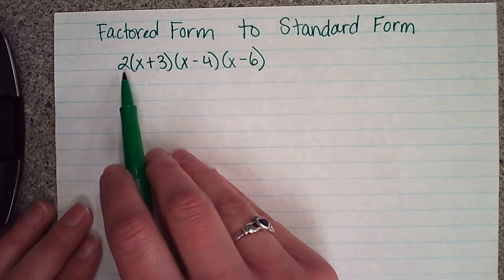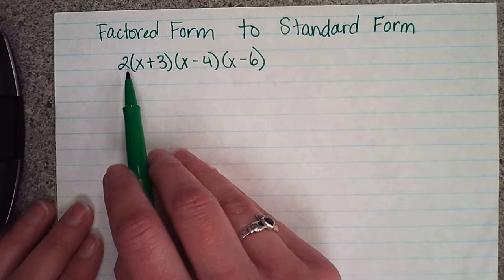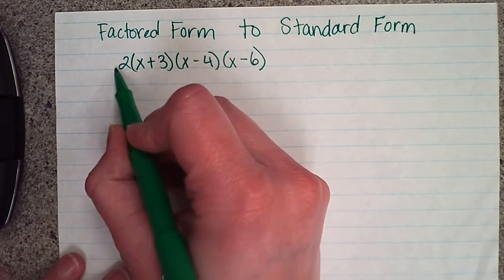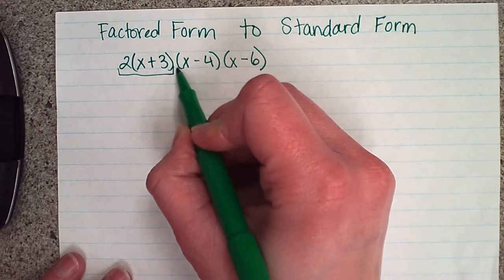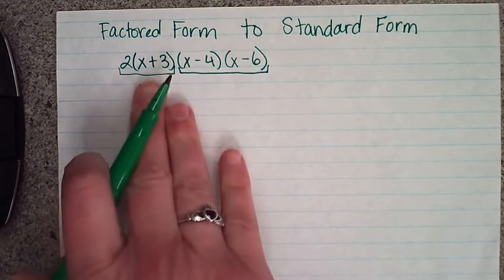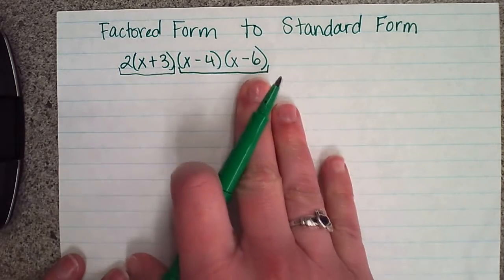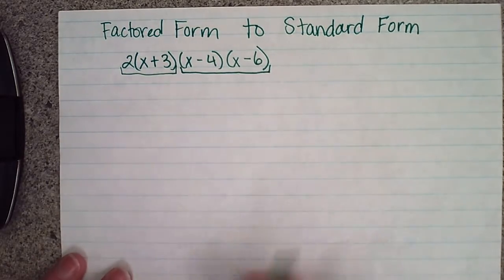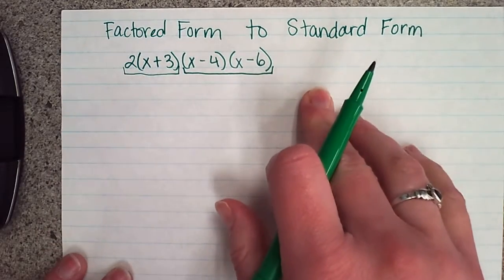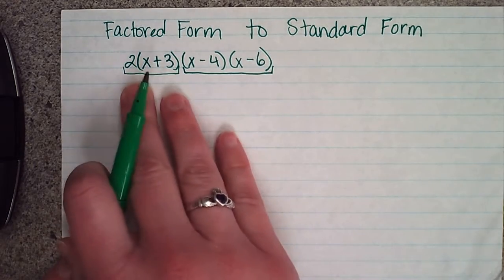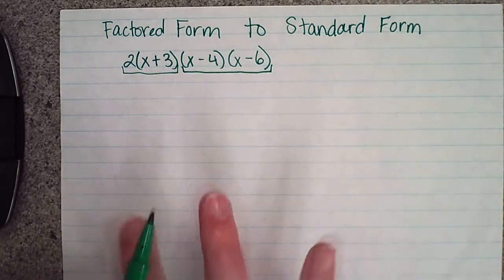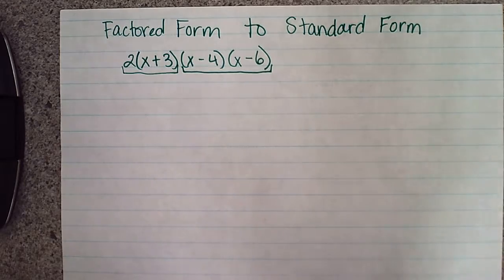So there's a couple of different ways that you can go about this. I'm going to start by multiplying sets of things together. So I'm actually going to start by multiplying these two values and then these two factors. Then I'm going to multiply this answer by this answer to get my fully standard form. Okay, you can go just in order if you want to. That would work too. Remember, multiplication is commutative, so it doesn't matter what order you're multiplying in. You'll end up with the same answer either way.